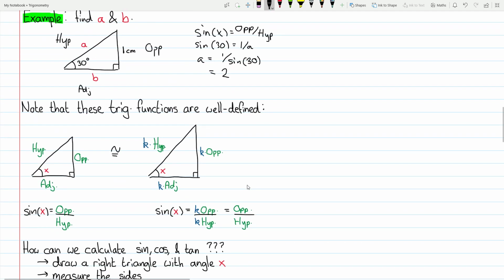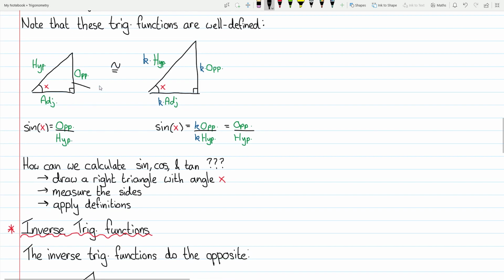Surely if you have two different triangles which have the same angle, maybe the trig functions equal something different. And the point of this little illustration here is to say, well, actually no. If you have two triangles which have the same angle, so we have a right angle, we have the same angle x, notice that also this angle is completely determined, right? Because the interior angles of a triangle sum to 180 degrees. So this is just going to be 180 minus 90 minus x. So this is just going to be 90 minus x. And similarly, this is going to be the same. This is going to be 90 minus x.